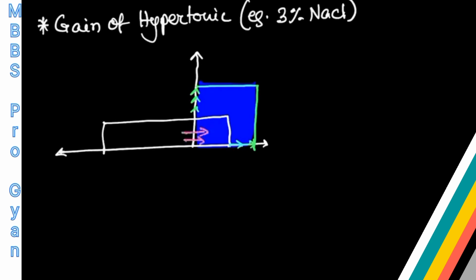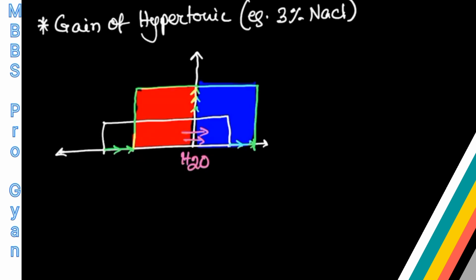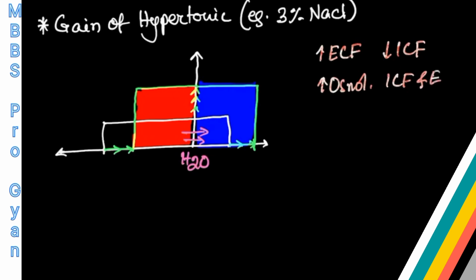So again the same thing, the water will move out of the cell in this direction. So the ICF volume will be decreasing, okay, and ICF tonicity will increase. This will continue until there is an equilibrium. So in this condition, the ECF volume is increased, okay, but ICF volume is decreased, and osmolality of both ICF and ECF has increased.